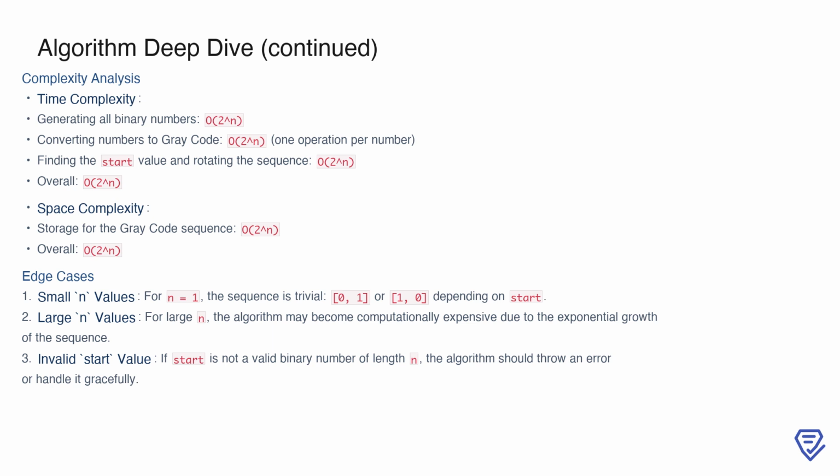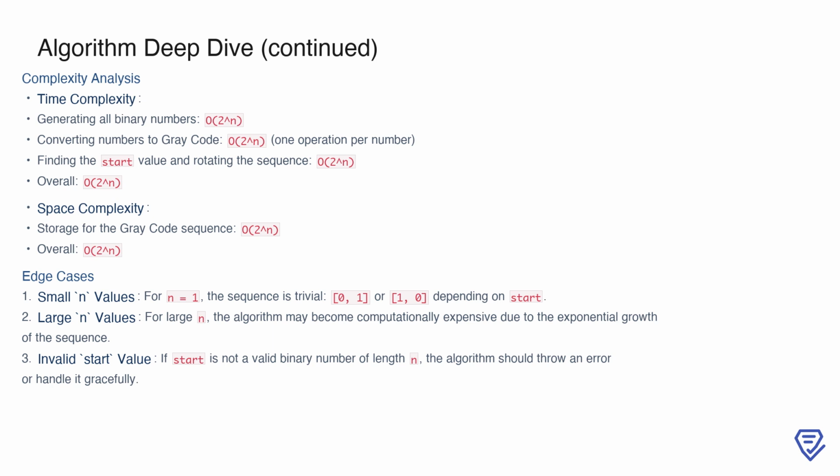Generating all binary numbers requires 2^n operations. Converting these numbers to gray code also takes 2^n, as we apply the XOR formula to each number. Finally, finding the start value and rotating the sequence is another 2^n operation. Therefore, the overall time complexity is 2^n.